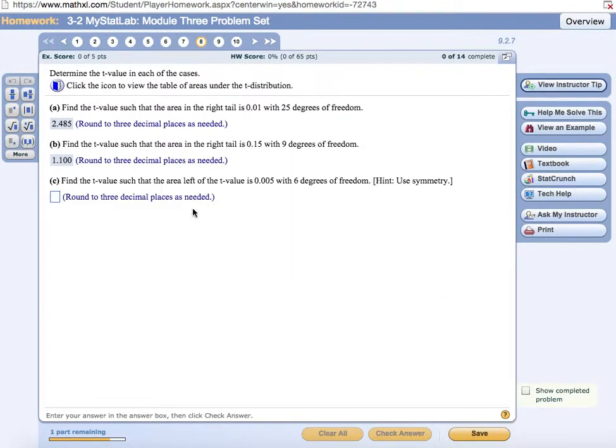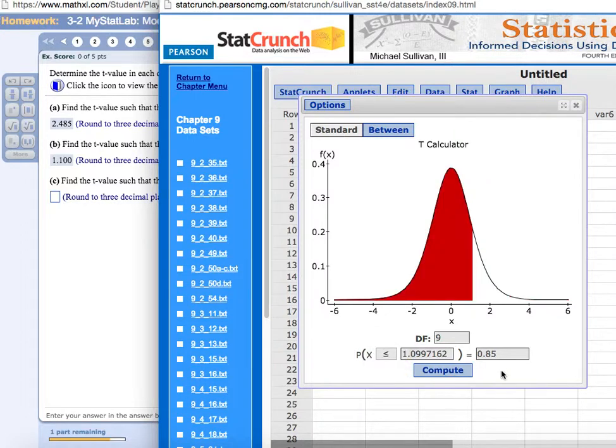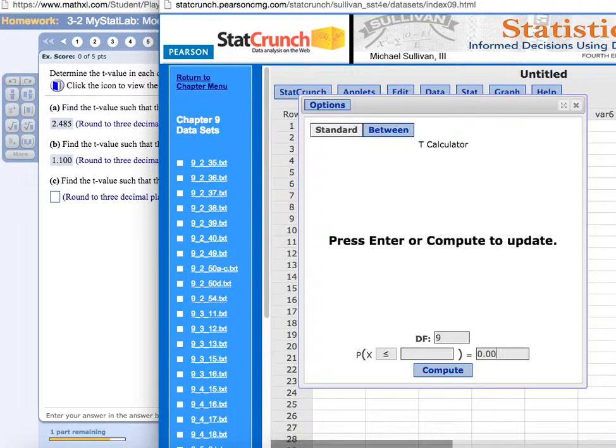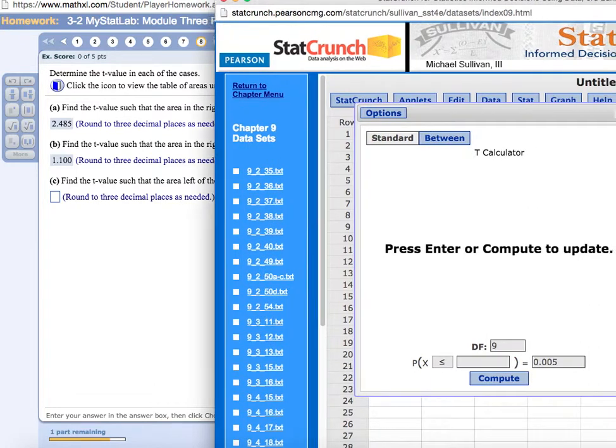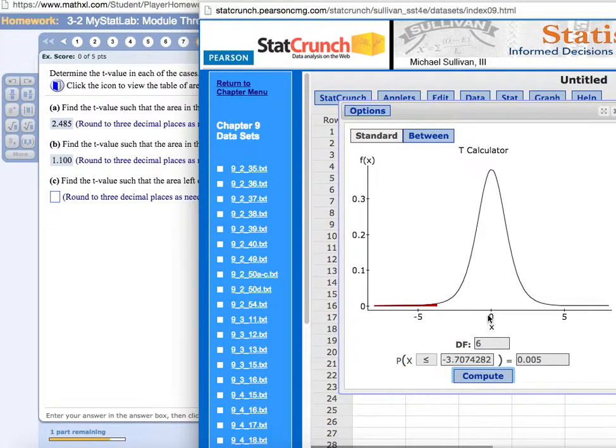Okay, so here we have another one. It's the left tail, so we're going to switch this to the left, and then 0.00. Maybe too many. And then 6 degrees of freedom. This one's going to be negative because it's to the left, and 0 is in the middle. The left is negative. So this is negative 3.707.